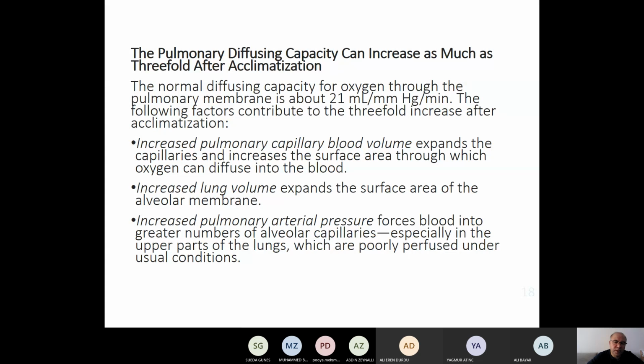Increased lung volume expands the surface area of the alveolar membrane. Increased pulmonary arterial pressure forces blood into greater numbers of alveolar capillaries, especially in the upper parts of the lungs, which are poorly perfused under usual conditions. Zone 2 normally opens only during the systolic phase. Now they are fully opened, so they are converted to the zone 3 blood flow region.